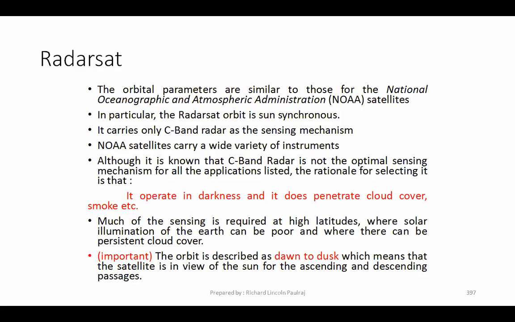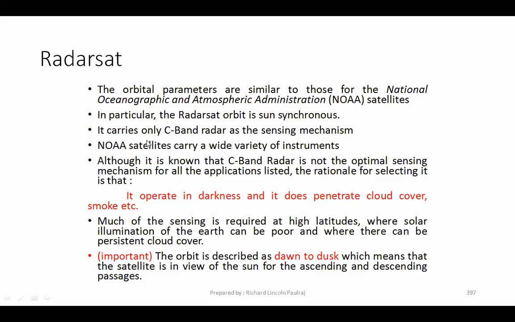The orbital parameters are similar to those for NOAA, which is nothing but the National Oceanographic and Atmospheric Administration. They deal with oceans and the atmosphere. Then, in particular, the Radarsat orbit is sun synchronous, which means it is in sync with the movement of the sun. It's not geosynchronous; geo means Earth. But it is in sync with the sun.